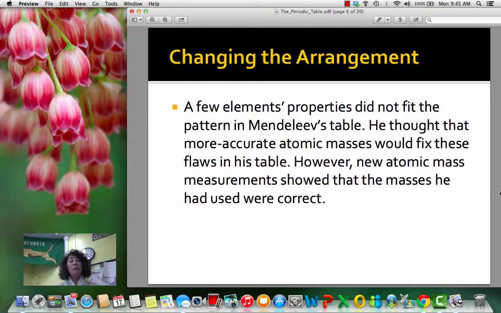Now, a few elements didn't fit into the pattern of Mendeleev's periodic table, but he thought that as technology got better and we had more accurate atomic masses, maybe those flaws would then get fixed. However, those new atomic mass measurements showed that the masses he had already used were correct.